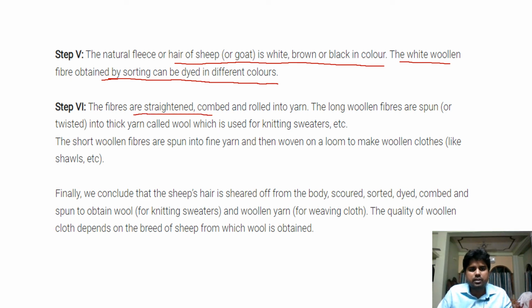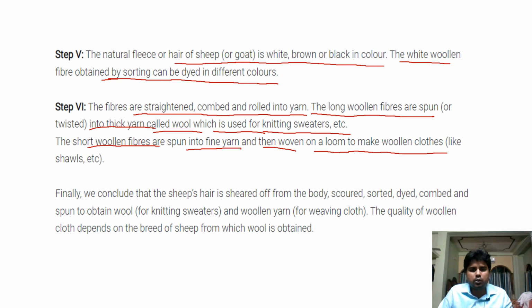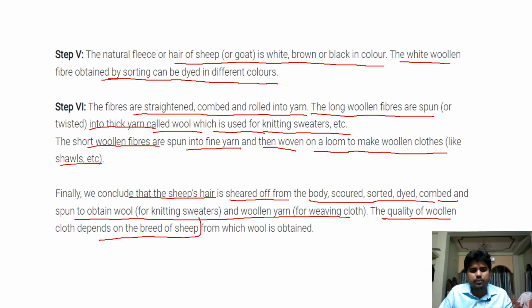The fibers are straightened, combed and rolled into yarn. The long woolen fibers are spun or twisted into thick yarn called wool, which is used for knitting sweaters, etc. The short woolen fibers are spun into fine yarn and then woven on a loom to make woolen clothes like shawls, etc. Finally, we conclude that sheep's hair is sheared off from the body, scored, sorted, dyed, combed and spun to obtain the wool. The quality of woolen clothes depends on the breed of sheep from which wool is obtained.